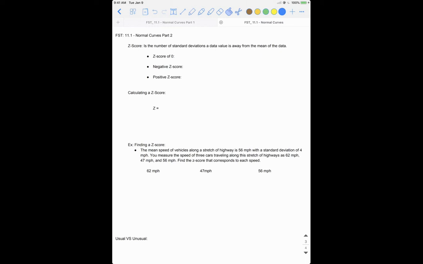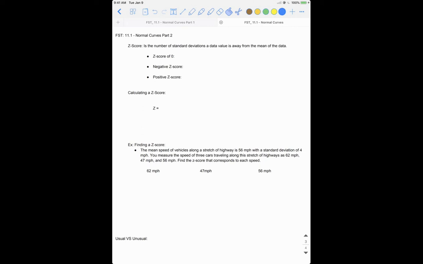So a z-score is the number of standard deviations that a specific data value is away from the mean. A lot of times I go back to this test example. Let's say the average on a test was a 90, and when we calculate the standard deviation, we get, let's say, a standard deviation of 2.